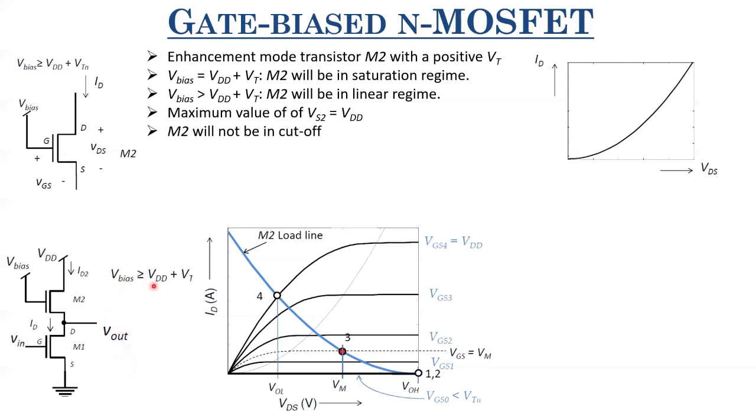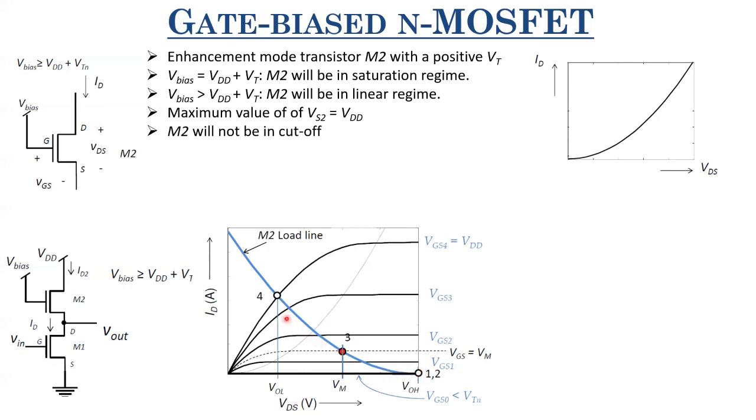If V bias is VDD plus VT, and Vout is VDD, then if Vout increases beyond VDD, it will be a problem. However, since the supply voltage is only VDD, we don't care about that. And here, as long as V bias is greater than VDD plus VT, we can remove that VT drop in the VOH. So the first intersection point, when Vin equals 0 or Vin is less than VTH, lies on this x-axis itself, at this VOH, which equals VDD here.